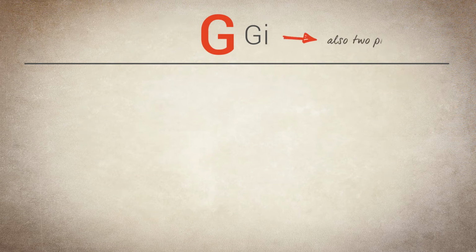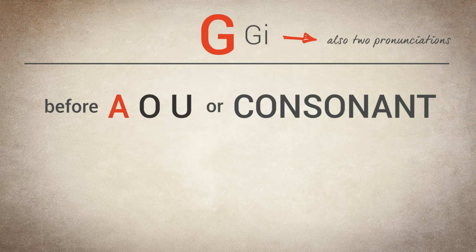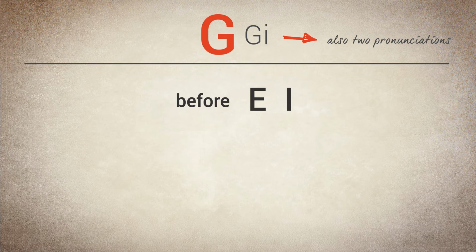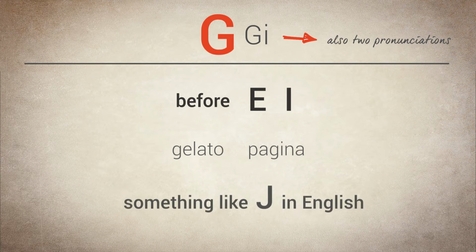Then G. G has the same rule. It has two pronunciations. Before A, O, U, or a consonant, it is pronounced like, let's say, get in English. Gara, gonna, gusto, grande. And before E or I, it's gelato, pagina, something like J in English.